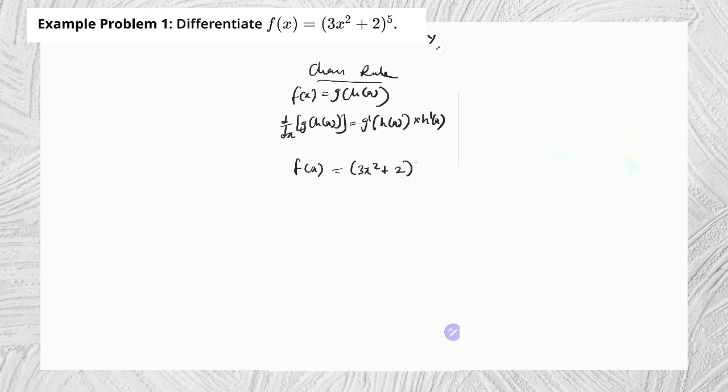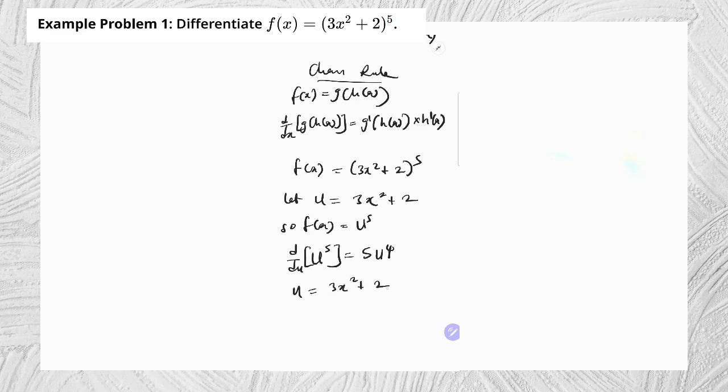Now, let u equal 3x squared plus 2 so that f of x equals u raised to power 5. Now, we differentiate u raised to power 5 with respect to u, and we all know that d du of u to the 5 will give you 5 times u to the 5 minus 1, so that will give you 5u raised to power 4. Now, when you differentiate u equals 3x squared plus 2, you end up with 6x, because 2 times 3x gives you 6x, and differentiation of 2 is 0.